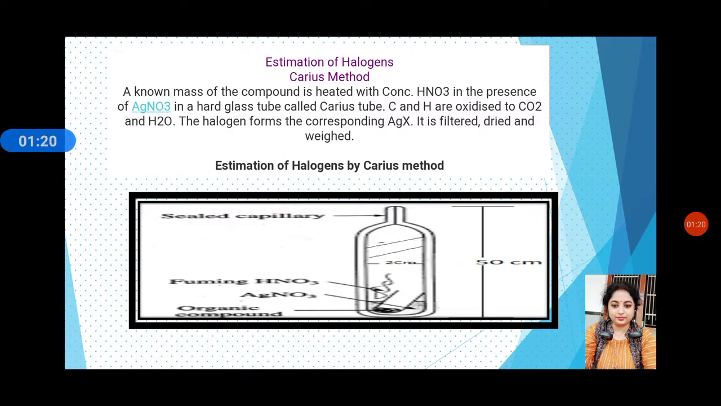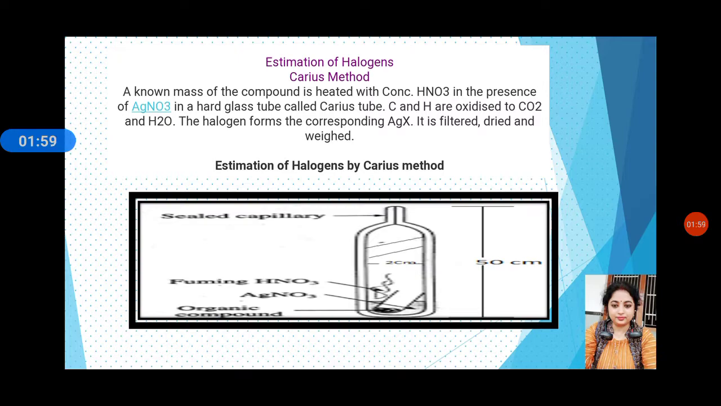Okay, the organic compound which contains halogens, that is chloride, bromide, or iodide, is heated in a sealed tube with fuming nitric acid and in the presence of excess of silver nitrate. Okay, three things are required here. Fuming nitric acid means concentrated nitric acid, the nitric acid which is rich in the oxides of nitrogen, and it should be concentrated. That is your nitric acid, silver nitrate crystals, and organic compound which is containing halogen.